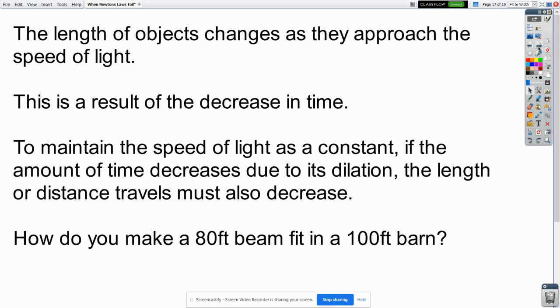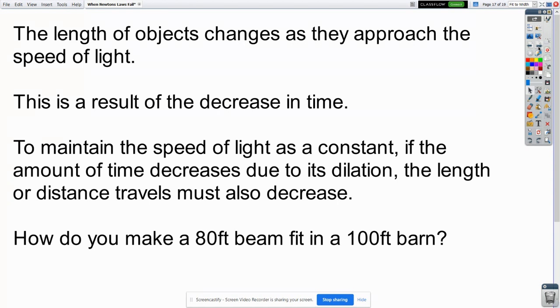The lengths of objects also change as they approach the speed of light. The literal size of an object decreases as it approaches the speed of light. This is due to the decrease in time again. Speed of light is a constant. And as objects approach the speed of light, time is going to slow down. But the speed of light is still a constant. So that means that the length of the object has to decrease, or dilate, at the same time to maintain the same ratio, keeping the speed of light 300 million meters per second.